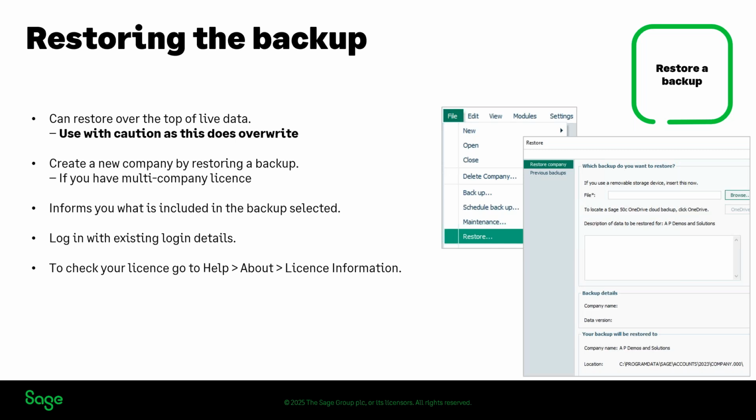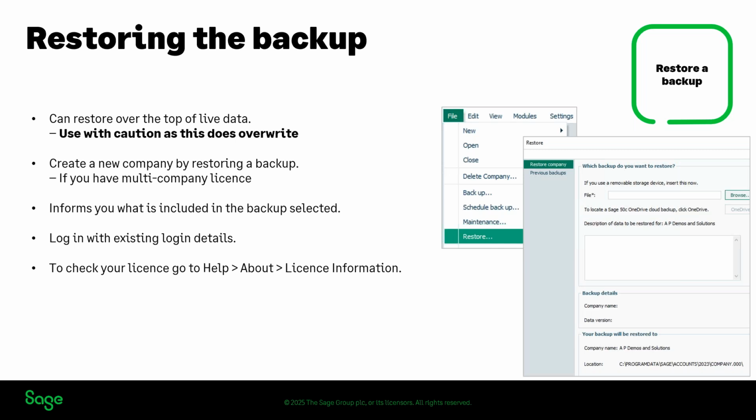If you have a multi-company license with us, which you can find out in your help and about page, under license information, you can create a new company by restoring from a backup file. So for example, you might want to try an unfamiliar process. What you used to have to do in the older versions is, if you had a free space to restore a backup, then you could do that to practice a process that you might not be aware of. But we now have the practice company option available, so you don't have to do that.